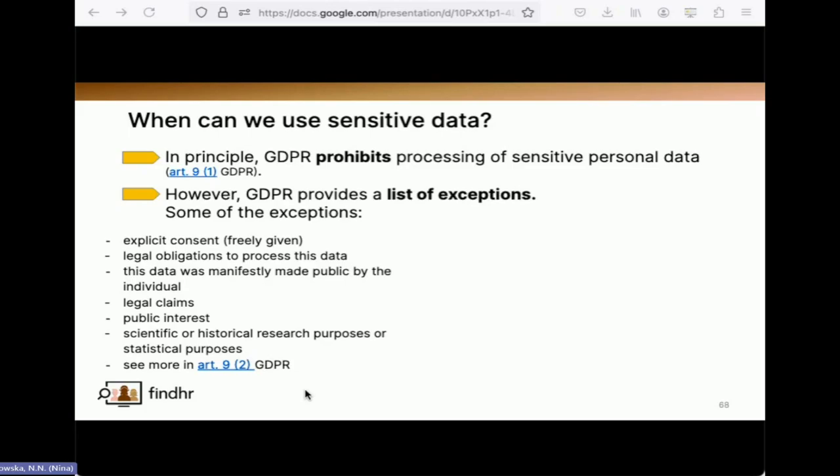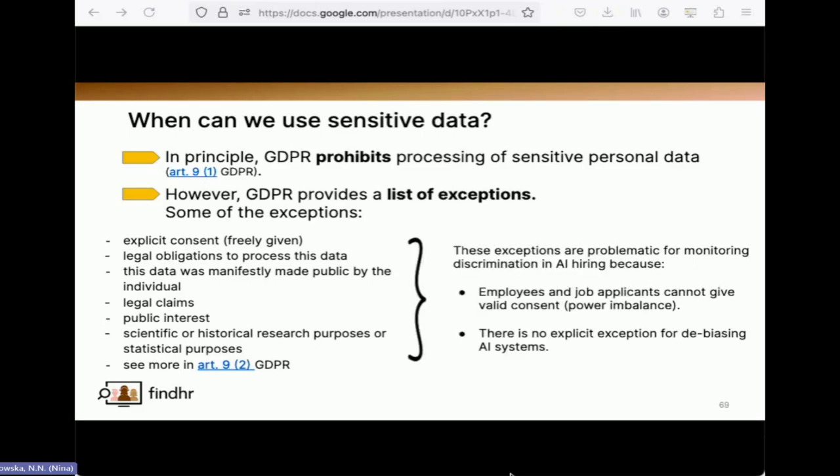So then you might think, and there was a question in the chat before the break, that hiring companies, if they want to monitor the AI tool, can directly ask job candidates if they agree to process this sensitive personal information to monitor the tool. However, it's not that easy in the context of hiring. Of course, in law, nothing can be too easy. But why is it not that easy?